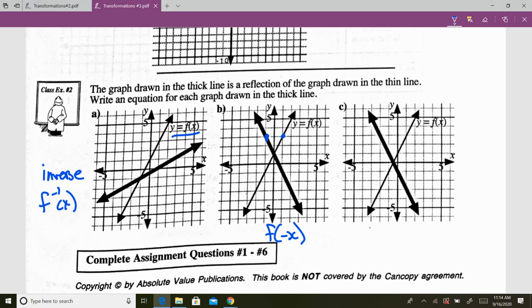Final one. This point here was at 1, and it didn't go to negative 1. The y value changed from positive 3 to negative 3. So we changed the y values, right? So that is a reflection in the x-axis where you put the negative in front of the whole function.